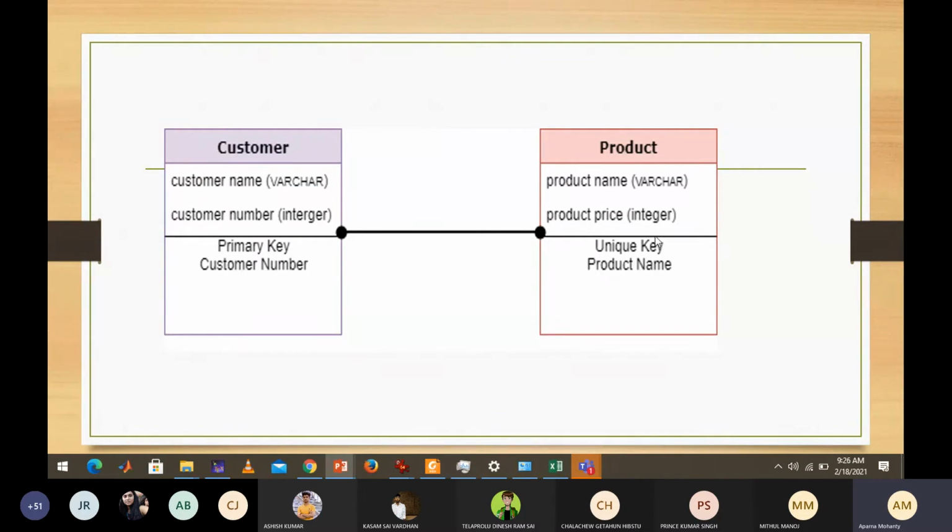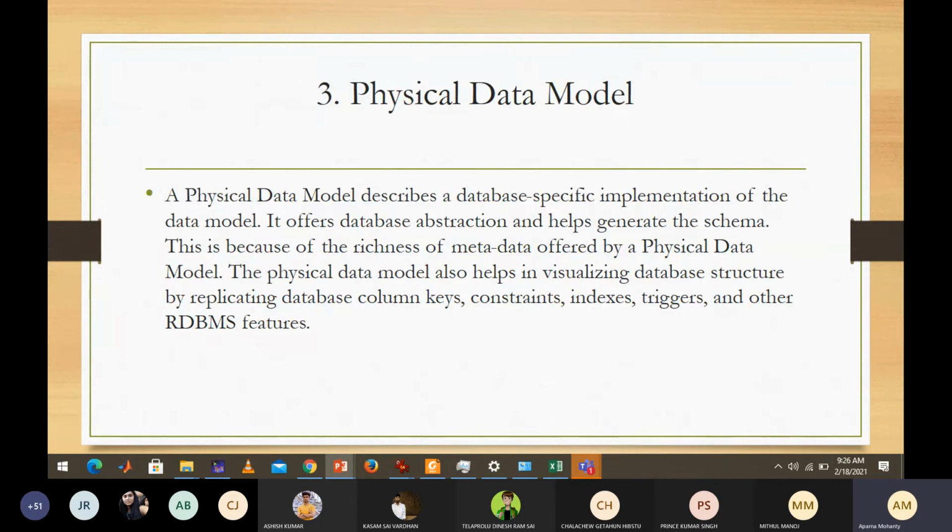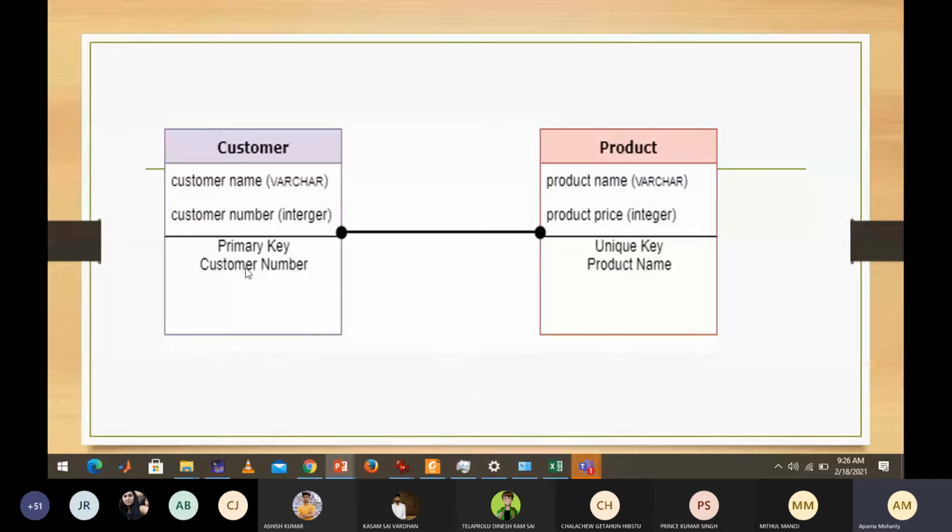So you give a specific key or a specific id to each customer, and a specific id to every product. Whenever you buy from a mall or somewhere, the product has a specific QR code that is specific to that particular product. That is a physical data model, where you give a unique id to each customer and a unique id to each product.